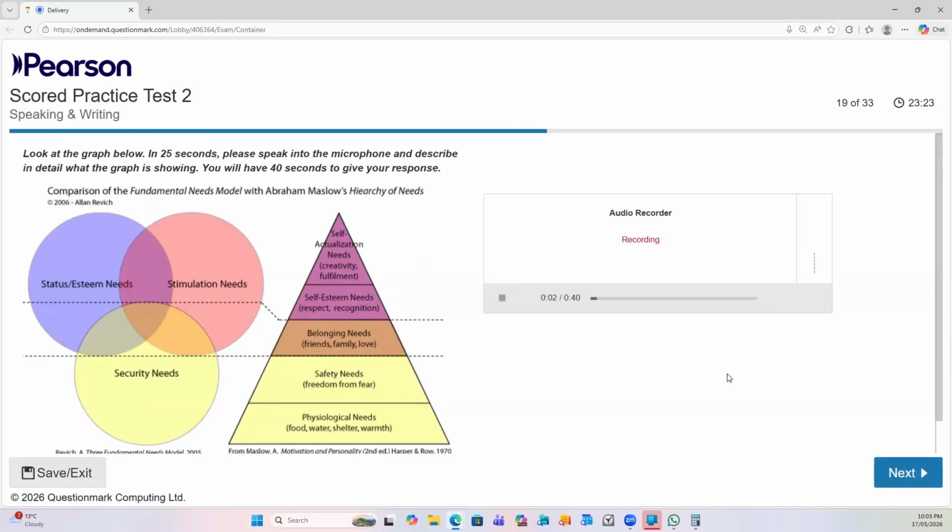The picture provides information about comparison of the fundamental needs model and Abraham Maslow's hierarchy of needs. The graph shows in the line over here status needs, stimulation needs, and security needs. The security needs are safety needs, freedom and fear, psychological needs, food, water, shelter, and warmth. Status and stimulation needs are self-actualization needs, creativity and fulfillment, self-esteem needs, respect and recognition. In the middle is the belonging needs. Overall, the picture talks about comparison of the fundamental needs model and Abraham Maslow's.